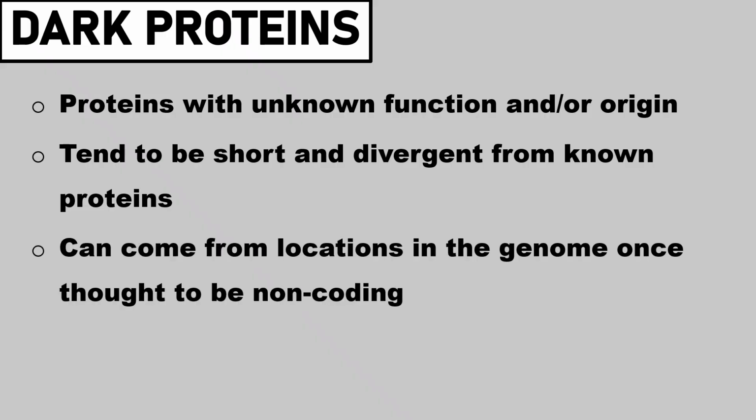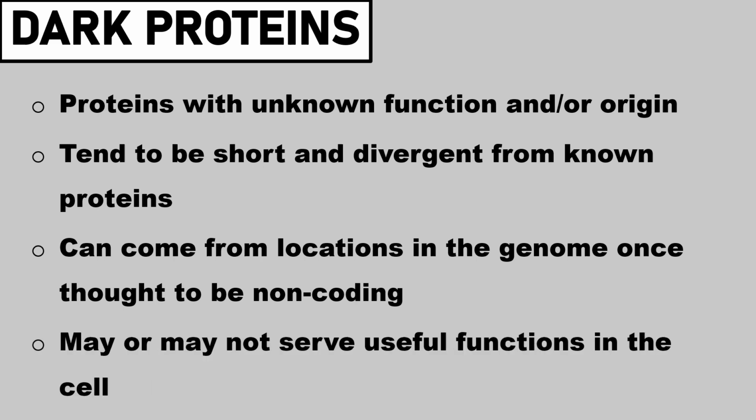And again, dark proteins typically come from protein coding regions. So you have genes that code for RNA, that code for proteins that are made into proteins. But it turns out there are a lot of parts of the genome that were once thought to be non-coding that are actually coding, they're actually making proteins. And another thing is proteins, whether they're made or not, might actually serve useful functions in the cell. So you might have proteins floating around that don't actually do anything, and it's hard to detect them.